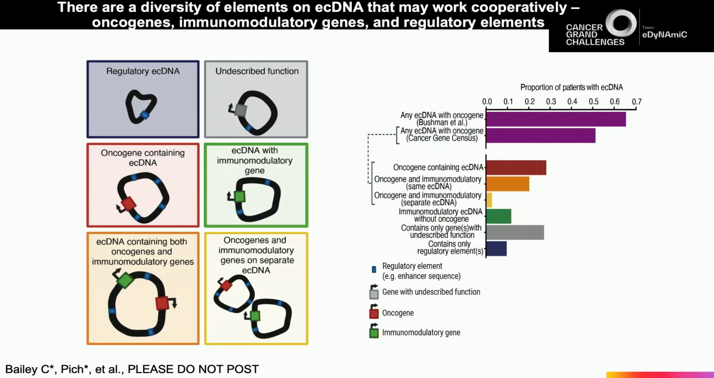There was also another very important surprise, which is that extrachromosomal DNA can come in multiple flavors. Not only do you have oncogene containing extrachromosomal DNAs, but you actually have immunomodulatory genes on extrachromosomal DNA, either those that are close to the oncogenes that are being co-selected on the extrachromosomal particles, or circles themselves with immunomodulatory genes. And we also see circles that are regulatory elements only. And that makes sense in the context of these kind of cooperative interactions.